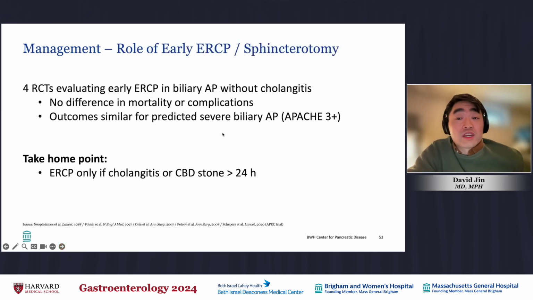What about the role of early ERCP or sphincterotomy in acute gallstone pancreatitis? There have been multiple RCTs looking at this question, comparing early ERCP versus conservative management for these patients. They have found no difference in mortality or complications in mild disease or predicted severe disease. So in general, we do not perform early ERCP for gallstone pancreatitis unless there's concurrent cholangitis or if there's a CBD stone that does not spontaneously pass after 24 hours.